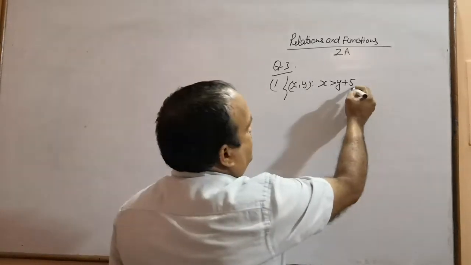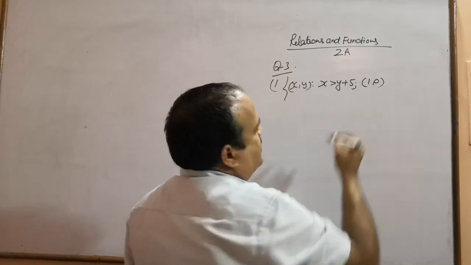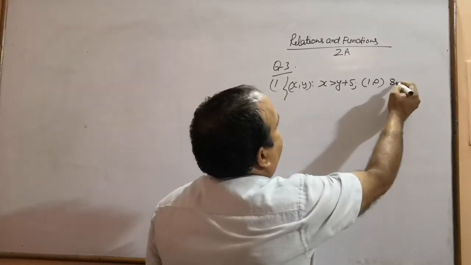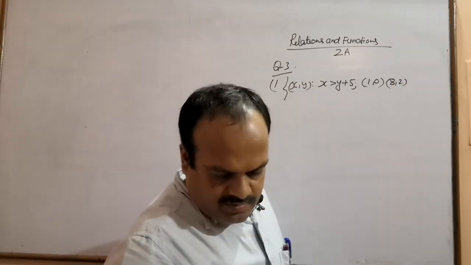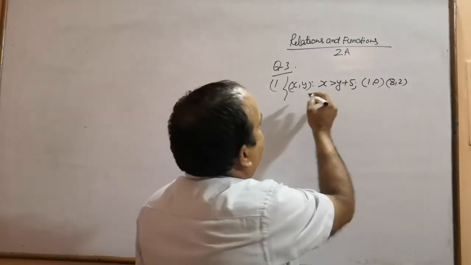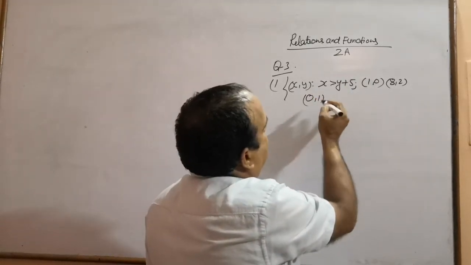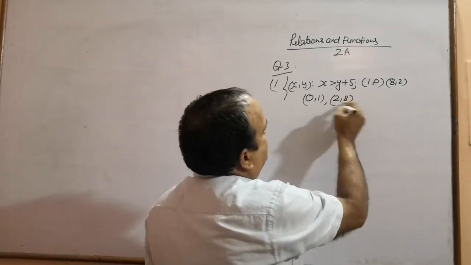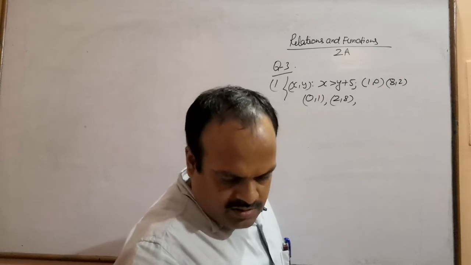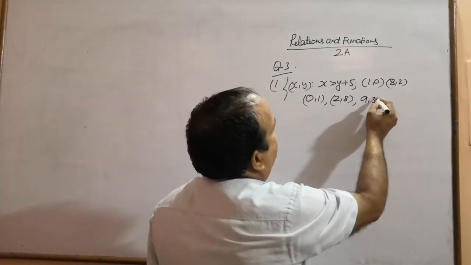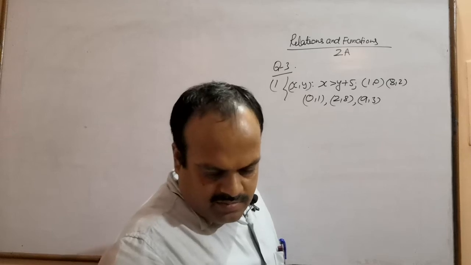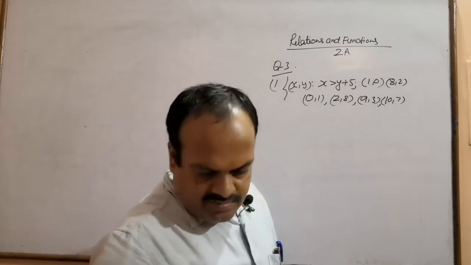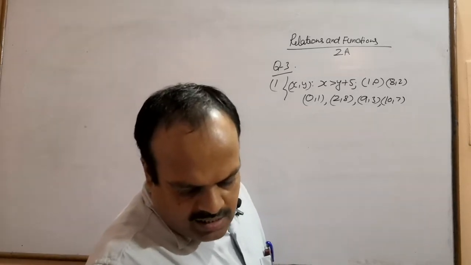The ordered pairs are 1 comma 0, 8 comma 2, 0 comma 1, 2 comma 8, 9 comma 3, 10 comma 7, 123 comma 4.